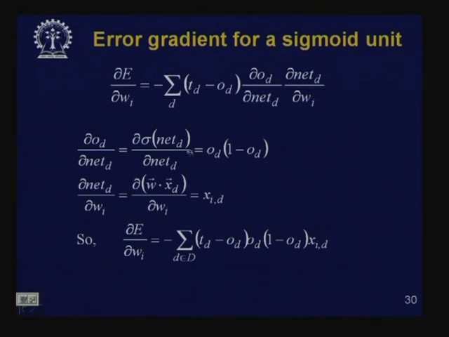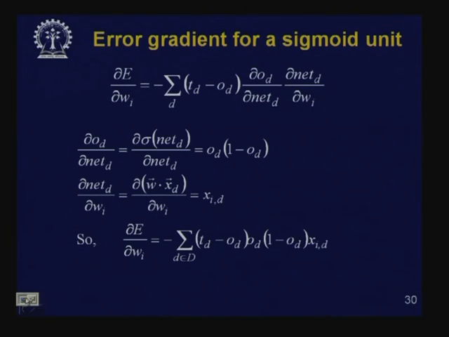But that is because this is a sigmoid unit. And what is del net d by del Wi? Net d is nothing but the dot product of W and X, sigma Wi Xi. So, this is net d, W dot X d, del Wi. Now, you see that in the W dot X d we have W0 X0, W1 X1, W2 X2. Now, none of these terms depend on Wi except the term Wi Xi. So, this is nothing but Xi for the dth training example.